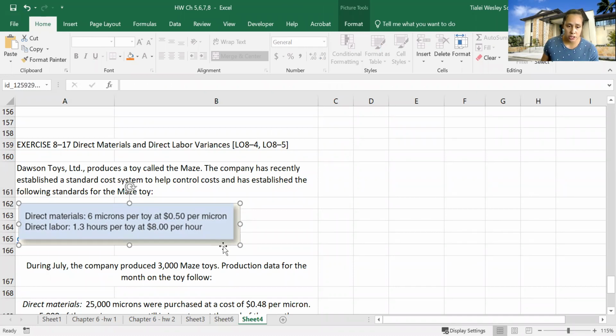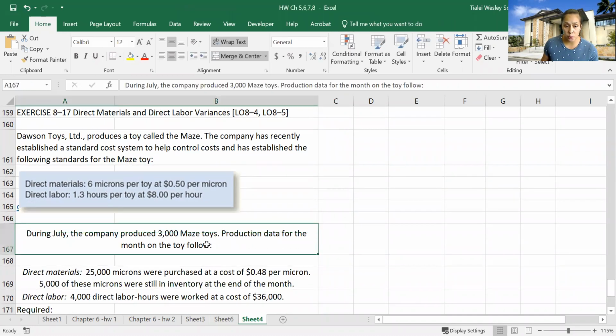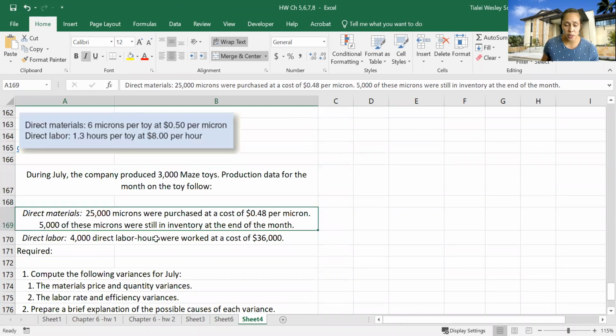Direct labor 1.3 hours per toy at $8 per hour. Direct labor standards. During July, the company produced 3,000 Maze toys, so I put 3,000 at the top of my equation because that's what they're producing. Production data for the month on the toy follow. Direct materials, 25,000 microns were purchased at a cost of 48 cents per micron. 5,000 of these microns were still in inventory at the end of the month.